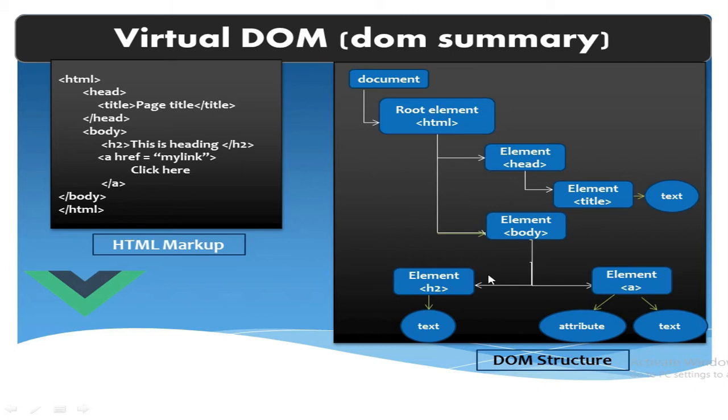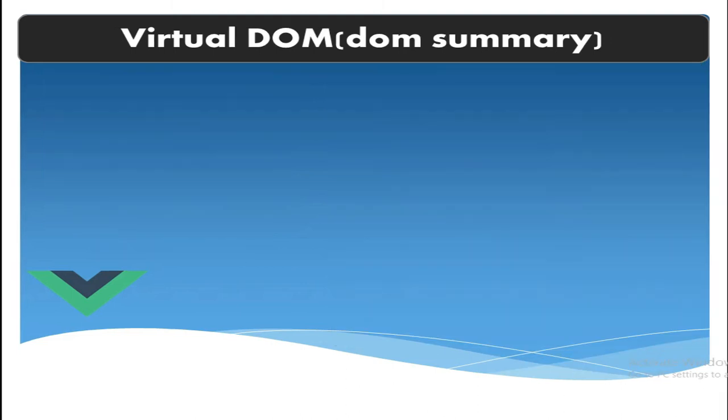Now as I said, a node consists of information about that element. Suppose this anchor tag is a node, so it will contain information about this anchor tag, like what the content of this anchor tag is. It contains some text, which represents this click here, and this anchor tag may have some attribute like the href we have here. So this is our DOM structure, and now let's see what is the purpose of DOM.